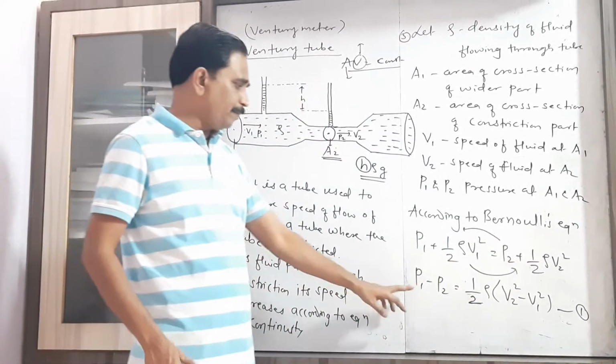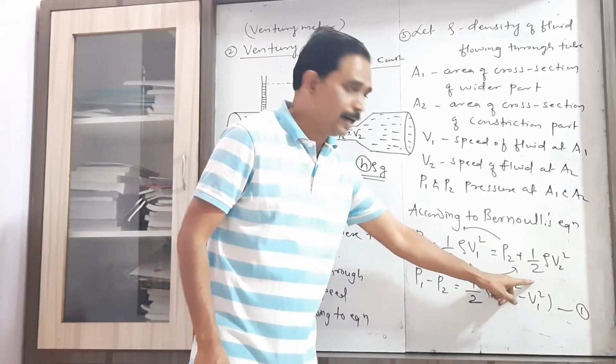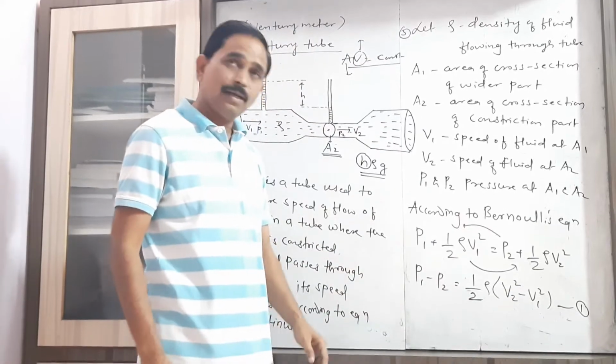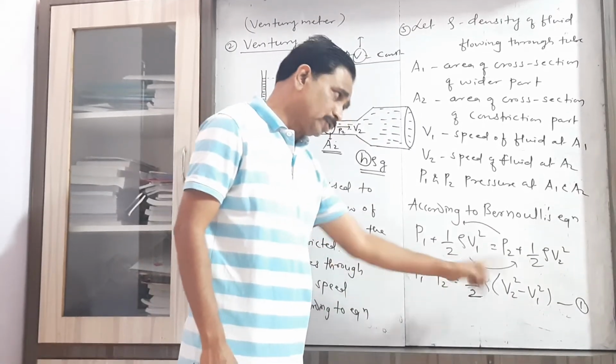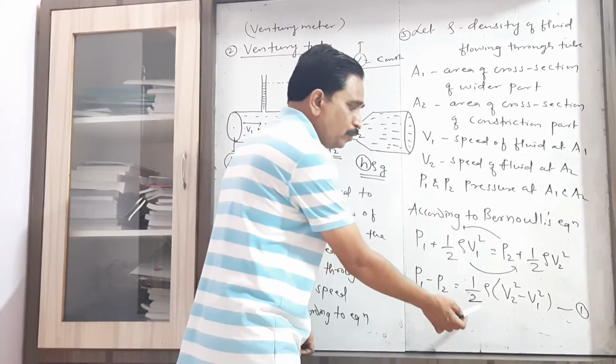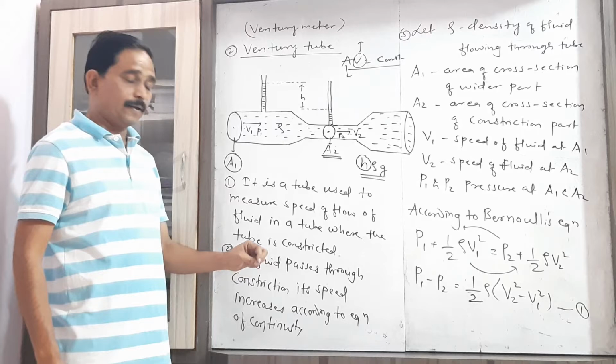Now just by transferring these terms, we can write P1 minus P2 equal to half rho V2 square minus half rho V1 square. Again half rho is common, so I write P1 minus P2 equal to half rho times V2 square minus V1 square.